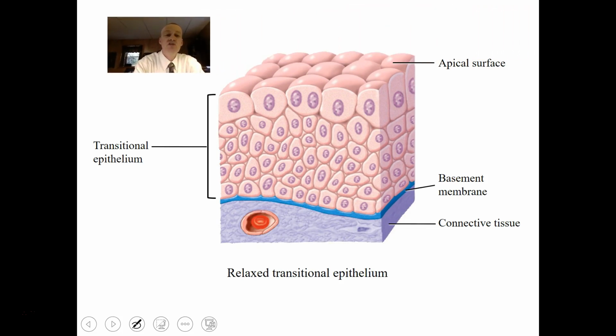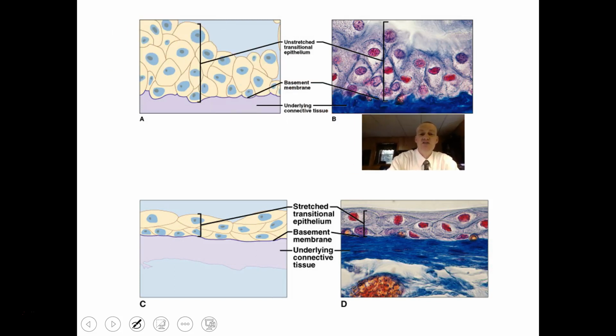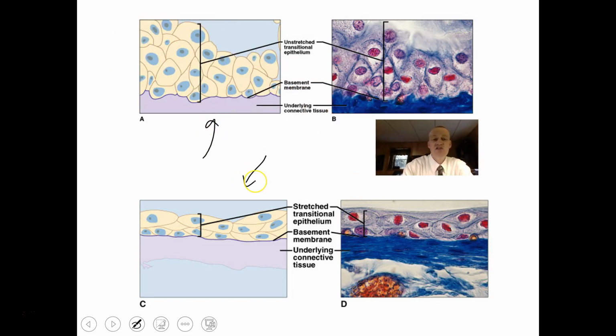And you can see there might be a tendency for you to want to call that stratified cuboidal, but it does change shape. This is the relaxed view of it. But you can see in the relaxed view, and this is the unrelaxed view. In the unrelaxed view, it almost looks like the cells become stratified squamous. So we want to be very careful, making sure we understand that's transitional and not cuboidal or a stratified squamous.